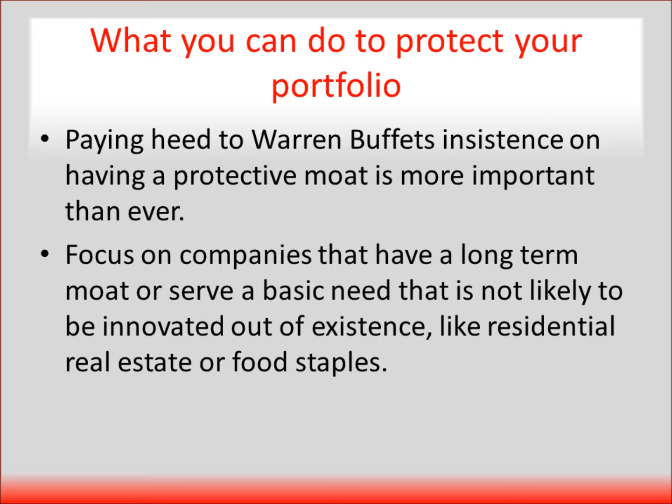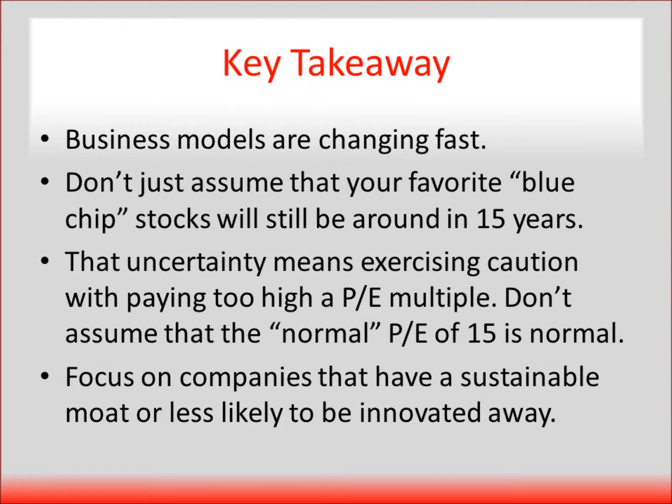We say focus on companies that have a long-term moat or serve a basic need, for example, like residential real estate or food staples. Those are things that people will always need and are not likely to be innovated out of existence. There may be some innovation, but it may help those companies as opposed to putting them out of business. The key takeaway here is that business models are changing fast. Don't just assume that your favorite blue chip stocks will still be around in 15 years. Given that uncertainty, you should exercise caution with respect to paying too high a PE multiple.